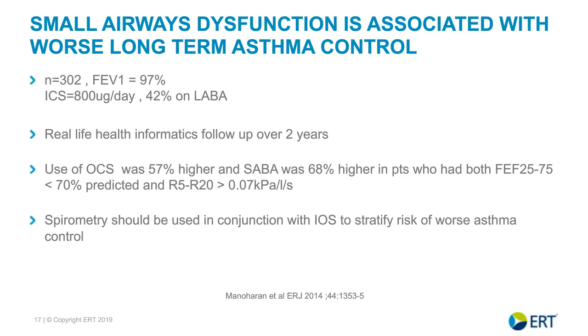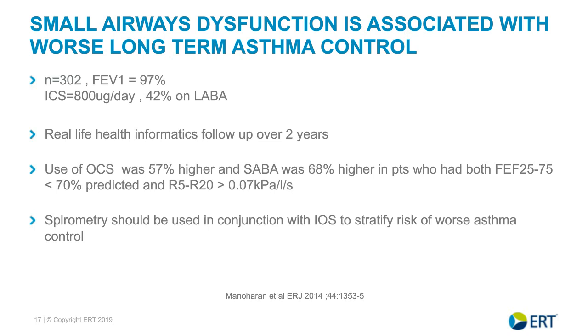Now what we then went on to do in these patients, and you can see that these were 302 patients with a mean FEV1 of 97%. Their mean inhaled steroid dose was 800 micrograms a day, and nearly half of them were also taking a long-acting beta agonist. So this was a health informatics study that we did in Dundee, looking at follow-up of control over a 2-year period. So it is a long-term study. And what we looked at from prescription event monitoring was the use of oral corticosteroids and short-acting beta agonists.